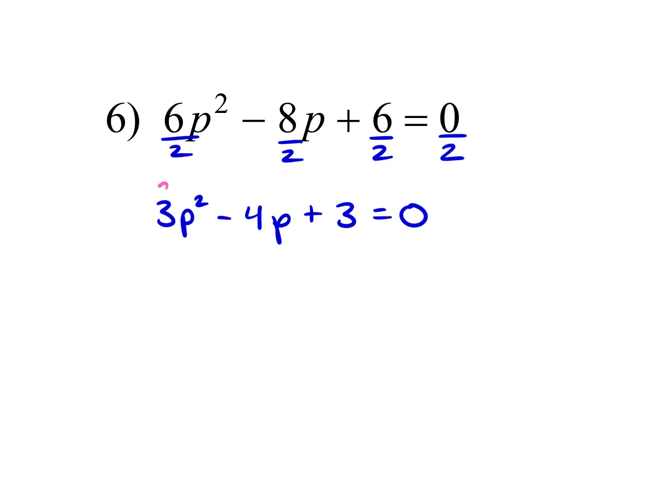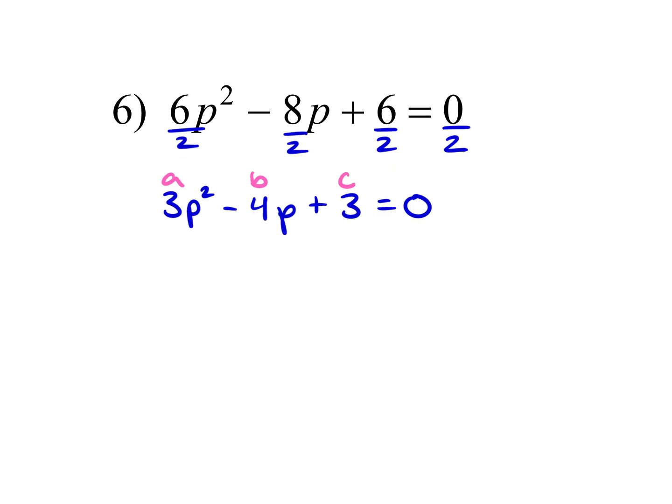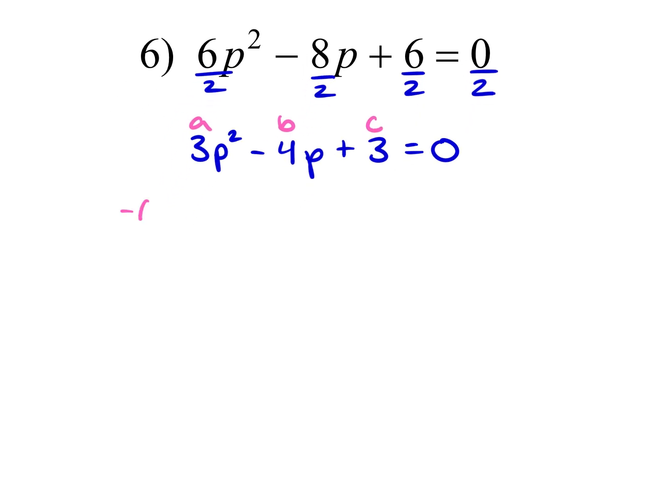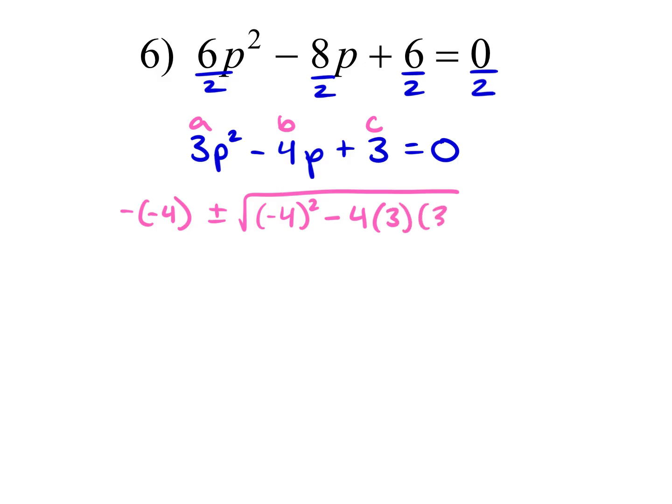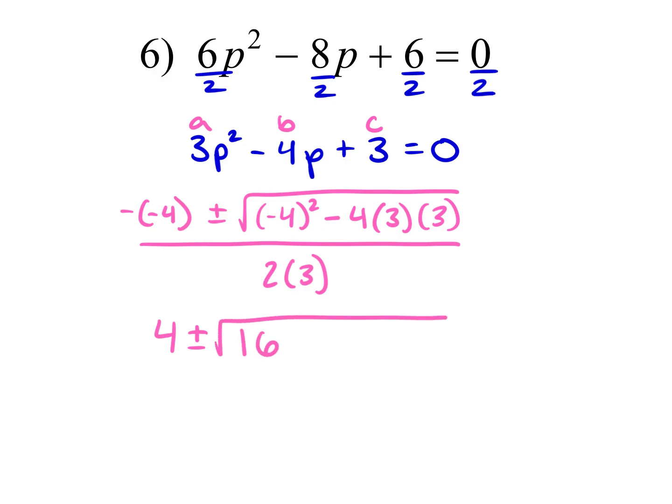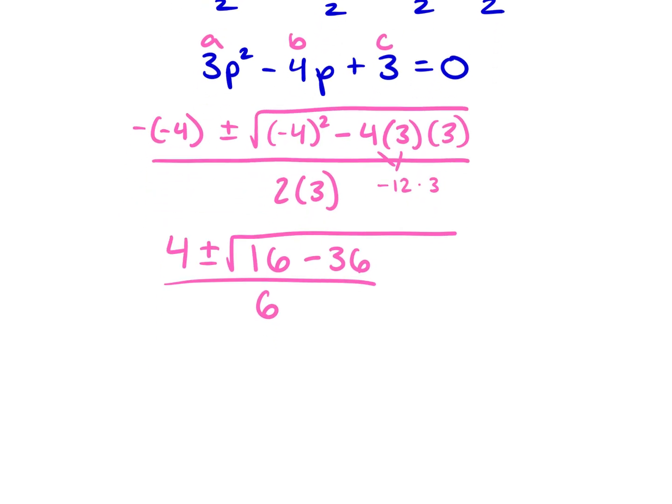So what's our A? 3. What's B? -4. And C? 3. Let's plug everything in. So we have negative B, so -4, plus or minus the square root of -4 squared, minus 4 times A times C, so 4 times 3 times 3, over 2 times A, so 2 times 3. So it makes it +4, plus or minus. 16. Awesome. -4 squared would be 16. Here we have -4 times 3 would be -12, and -12 times 3? -36. -36, perfect. Over 2 times 3, which is 6.